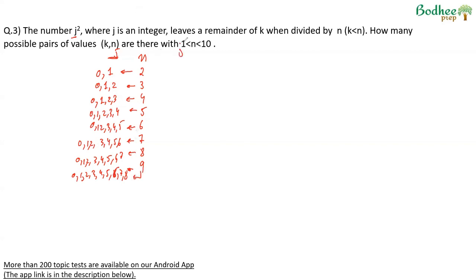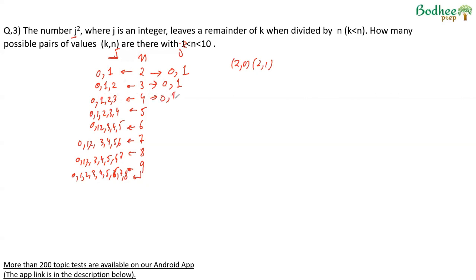Now, if we look at j square, what will be the remainder when divided by n? These will be corresponding values. 0 square is 0, 1 square is 1. So the remainder could be 0 or 1. So we get 2 pairs, 2 comma 0, 2 comma 1. With 3, 0 square divided by 3 is 0. 1 square divided by 3 is 1. 2 square, 4 divided by 3 is the remainder of 1. So no need to write again. Again, 2 pairs.